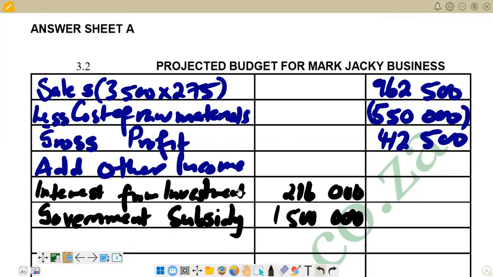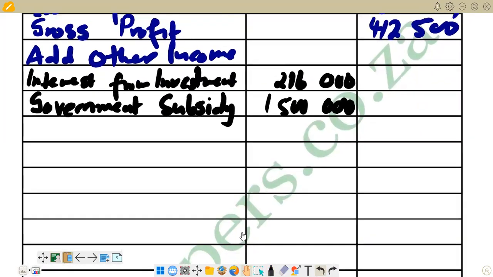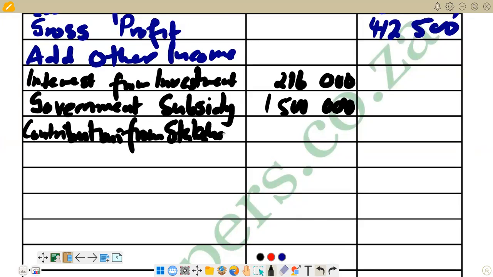Then we can go down. Then after that, we can check another income that we have. We also notice that we've got contribution from stakeholders. Contribution from stakeholders, we've got 1,850,000. So these are the three elements of other income that we have.